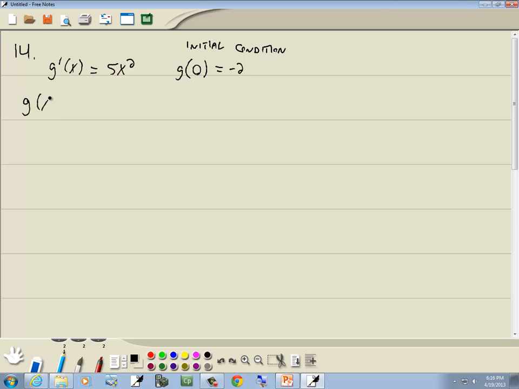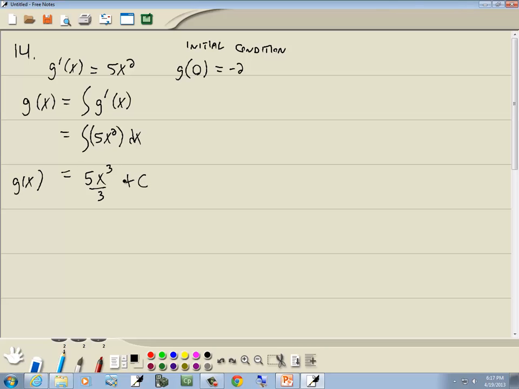Well, to find g of x, we take the integral of g prime, which will be the integral of 5x squared dx. Well, remember our formula. We got x to a power, we add 1 to our power. So 2 plus 1 gives us 3, and we divide by our new power, plus c.